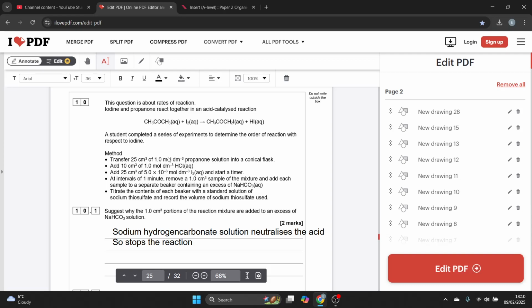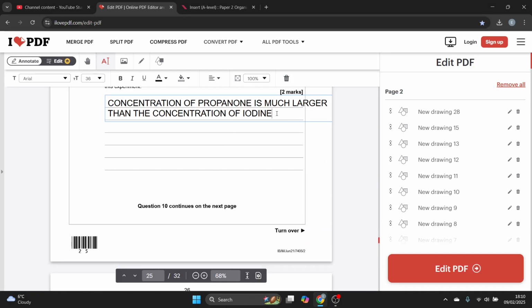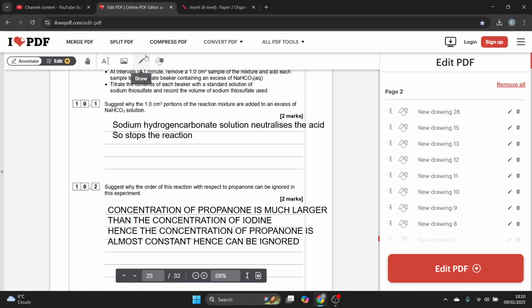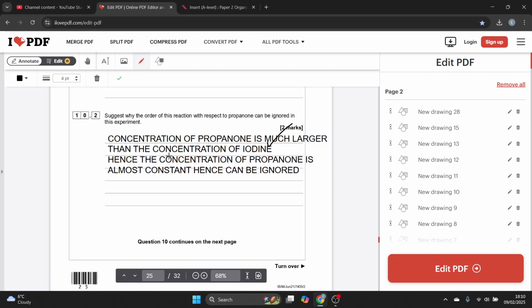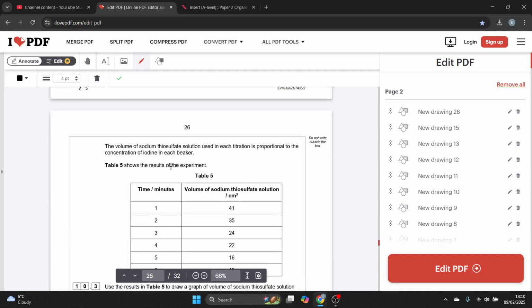Look at that: 25, 1, 25, 5.0 times 10 to the power minus 3. The concentration of propanone is much larger than the concentration of iodine. Hence, the concentration of propanone is almost constant, hence can be ignored. 10.1: sodium hydrogen carbonate solution neutralizes the acid, so it stops the reaction. Concentration of propanone is much larger than concentration of iodine, hence almost constant, therefore can be ignored.